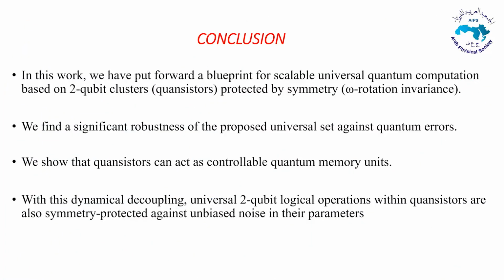I conclude, but the conclusion with a bit of length, because I will continue to the level where the science is now. We did this work and published it by the end of December 2022, so more than one year ago. In this work, we put forward the blueprint for scalable universal quantum computation based on the transistor. We find significant robustness against errors: classical, quantum, and asymmetrical errors.